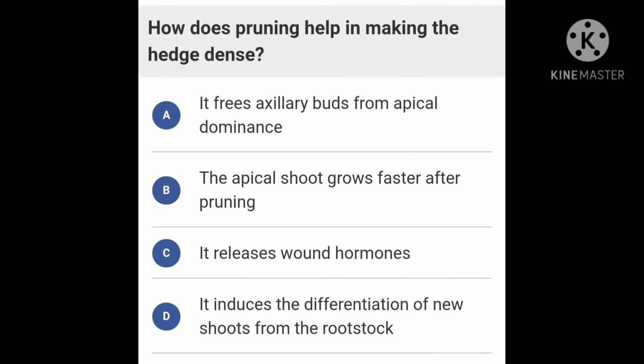Okay, let's see our next question. How does pruning help in making the hedges dense? Option A, it frees axillary buds from apical dominance. Option B, the apical shoot grows faster after pruning. Option C, it releases wound hormones. Option D, it induces the differentiation of new shoots from the rootstock. Pruning is the cutting of the shoot tip in plants. This is done to keep the hedges and bushes bushy. It acts by the suppression of apical dominance shown by the tip of the plants but promotes axillary growth, making the hedges dense. So the right option is A. It frees axillary buds from apical dominance.